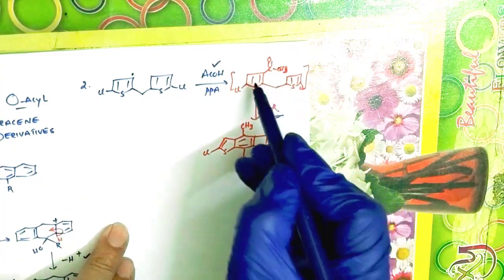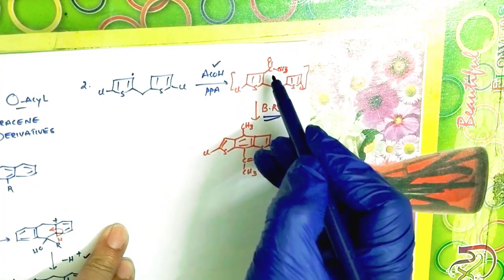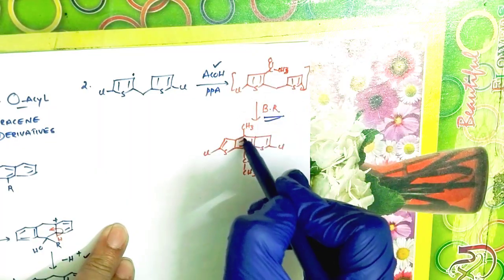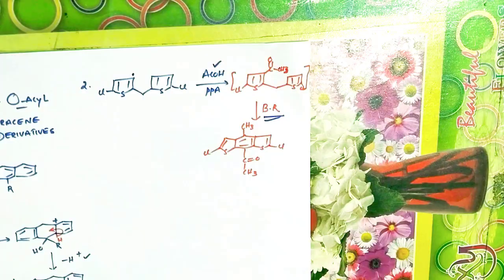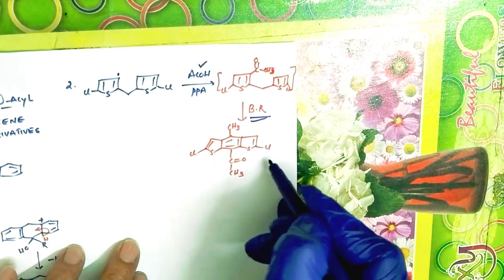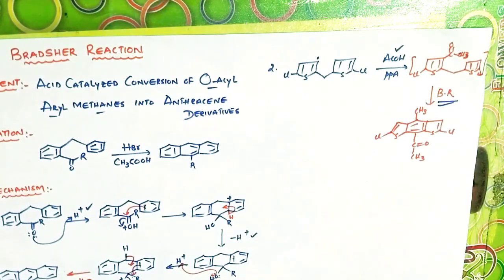So in between the two thiophene rings, what we will observe? A benzene ring. Okay, a benzene ring is observed, and the C double bond O should be the attachment of this benzene. Okay, remaining here also Cl is there, remaining is okay. Okay, so in this way we can convert the ortho-acyl aryl methanes into the corresponding anthracene derivatives.